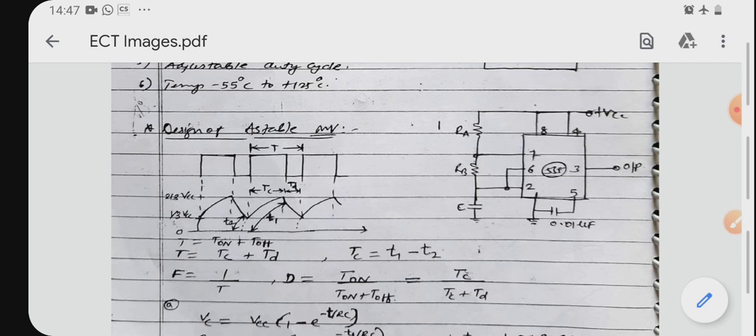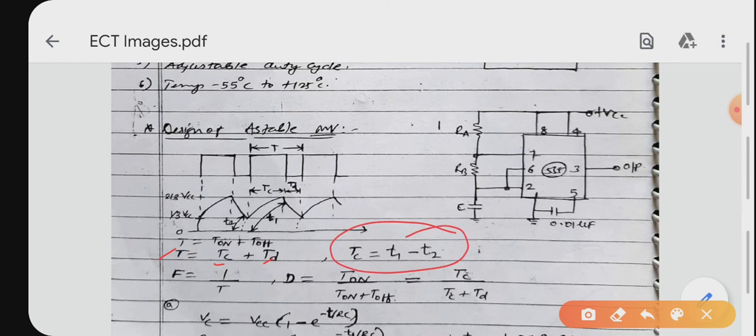So total T will be equal to T on plus T off. That means T is equal to Tc plus Td. Charging time plus discharging time is nothing but the total time T, where Tc is the total charging time. From this diagram you can see Tc is nothing but T1 minus T2. And F is equal to 1 by T, as you know this formula. D, the duty cycle, is equal to T on by T on plus T off, that is Tc by Tc plus Td.